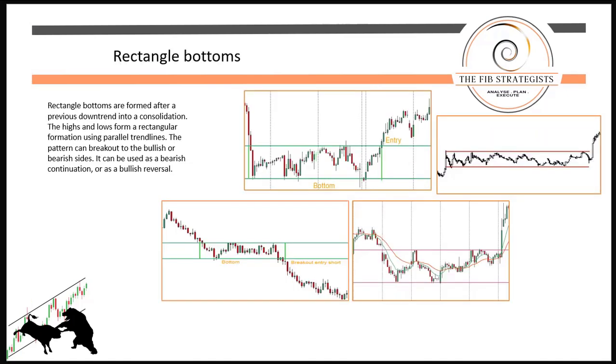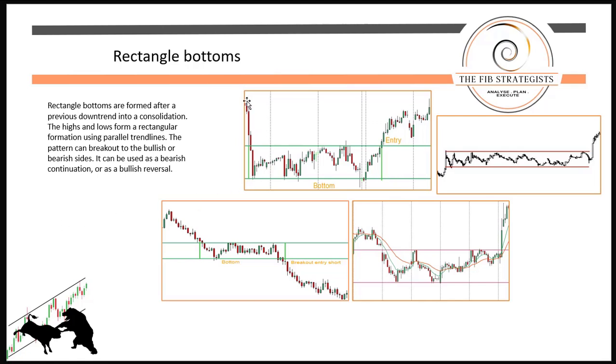Rectangle bottoms. Rectangle bottoms are formed after a previous downtrend into a consolidation. The highs and lows form a rectangular formation using parallel trend lines. The pattern can break out to the bullish or bearish sides. It can be used as a bearish continuation or as a bullish reversal.